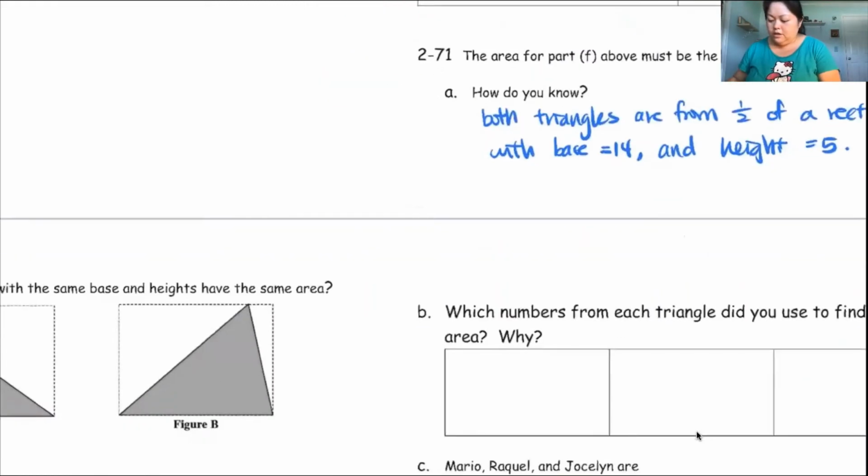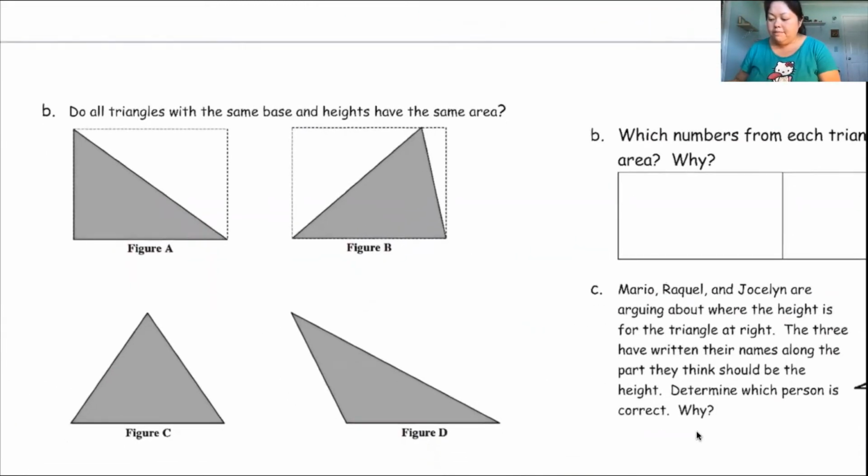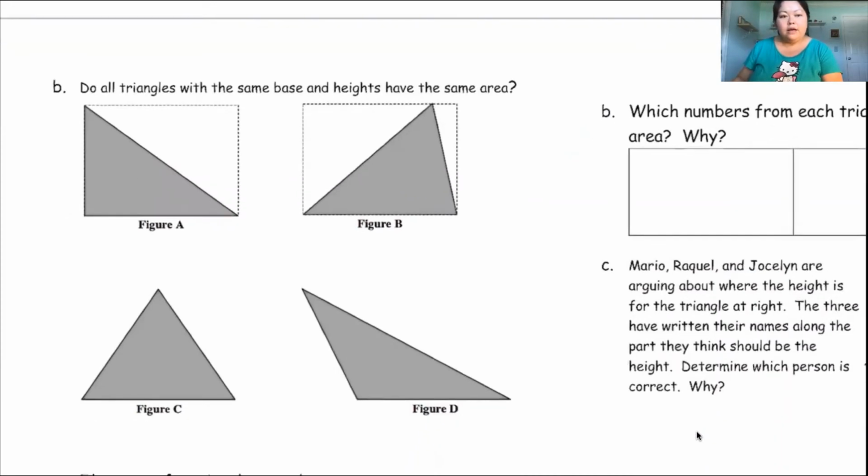Okay. So do triangles with the same base and height have the same area? So look at this. In figure A, and again, you can use your ruler or your patty paper to see that this base is the same as figure B's base, same as figure C's, and same as figure D's. They all have the same base. Now, height. What do you mean height? Because Miss Chu, they don't look right.